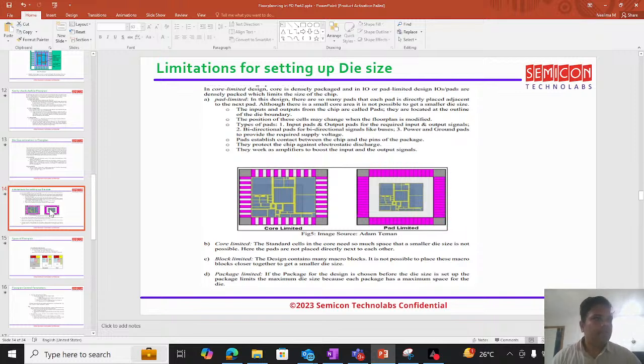Once you come up with die calculations and die area estimation, again, we cannot directly implement them. The reason being there are certain limitations which we need to take into account. For example, one is pad limited, another one is core limited.